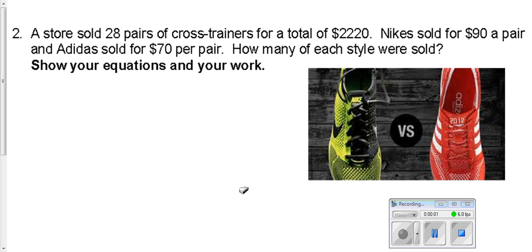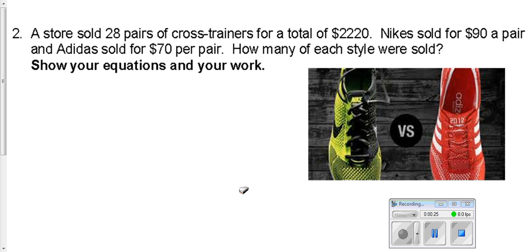Okay, so let's look at example number 2. A store sold 28 pairs of cross trainers for a total of $2,220. Nike sold for $90 a pair and Adidas sold for $70 per pair. How much of each style were sold? Show your equations and show your work.